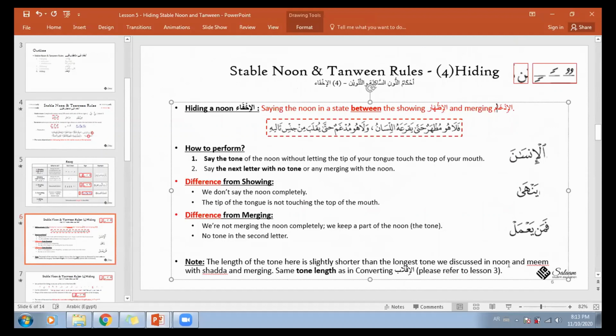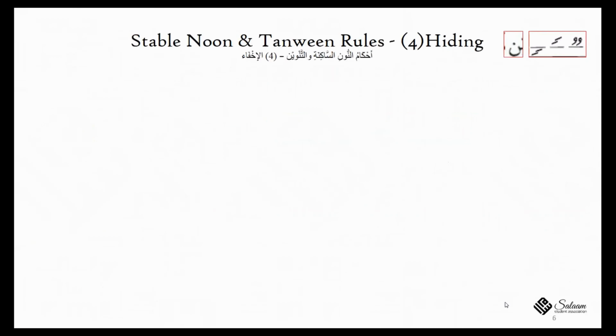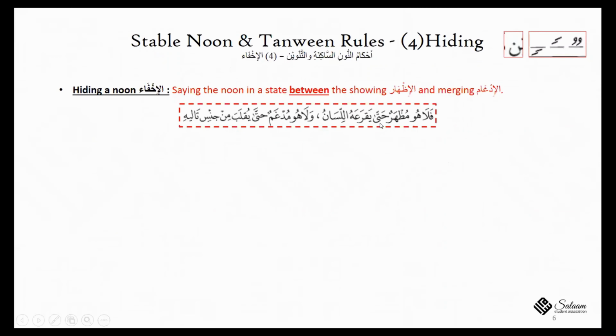So here we say the noon is in a state between showing, which is idhar, and merging, which is idgham. The definition is in the back of the book. If you go to the back of the book, you will see this definition. It says: فلا هو مظهر حتى يقرعه اللسان ولا هو مدغم حتى يقلب من جنس تالي.